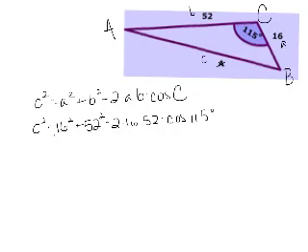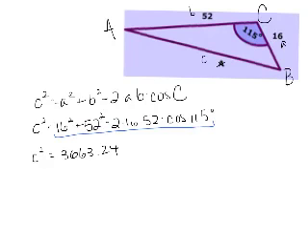Since I have all of the things plugged in on the right-hand side of my formula, I'm just going to type that into my calculator. And when I do that, I get approximately 3,663.24. Last but not least, to get c all by itself, I'm going to take the square root, and I end up with 60.52 as my missing side length.